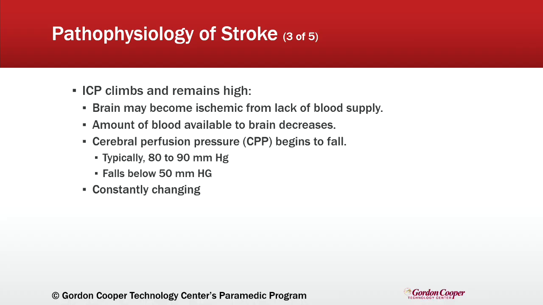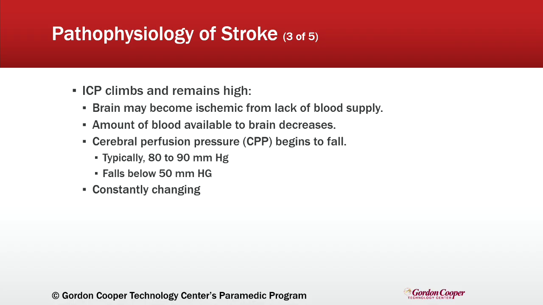However, when this pressure rises and remains elevated, it can lead to ischemia of the brain due to decreased blood supply. Remember, as that brain swells, it's going to restrict the volume that the arteries have in the brain. It's going to reduce the blood supply, which results in a drop in cerebral perfusion, a drop in the blood pressure in the cranial vault, with normal supply ranging from 70 to 90 millimeters of mercury, and ischemia will begin when it falls below 50.